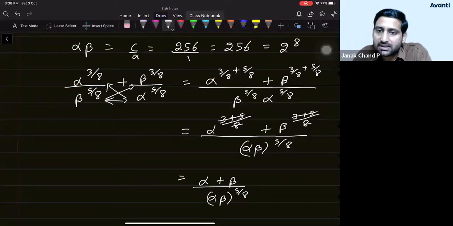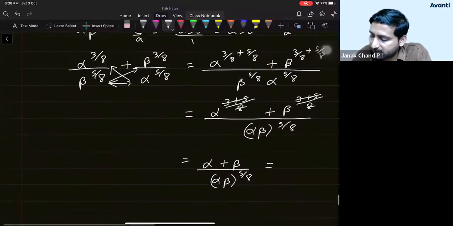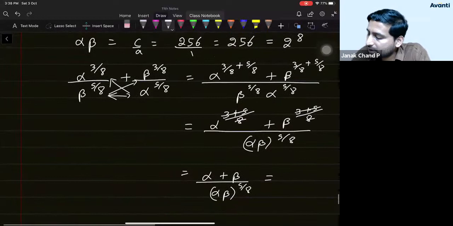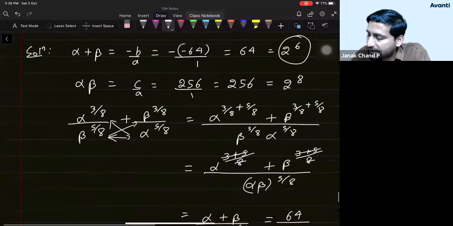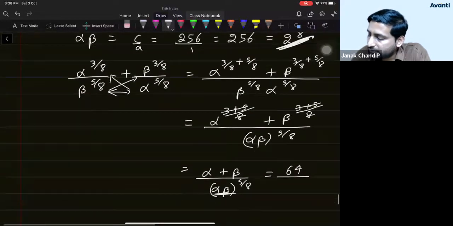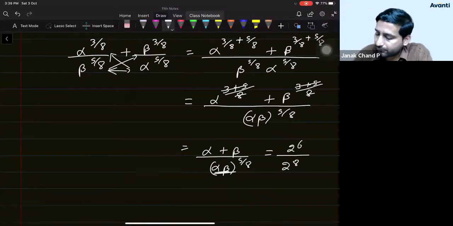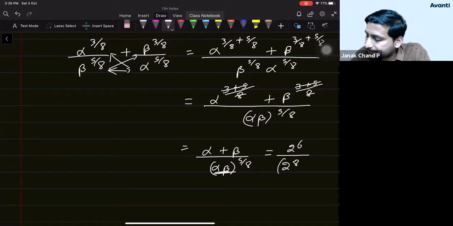Yes, student, we can easily solve this. The sum of the roots is already given in the question, 2 power 6, or 64. Right, let me write 64 only. Divided by alpha beta, the product of the roots, which is 2 power 8, or maybe 256, or maybe I can write 2 power 8. That will be useful here. Okay, this whole to the power of 5 by 8 is there.